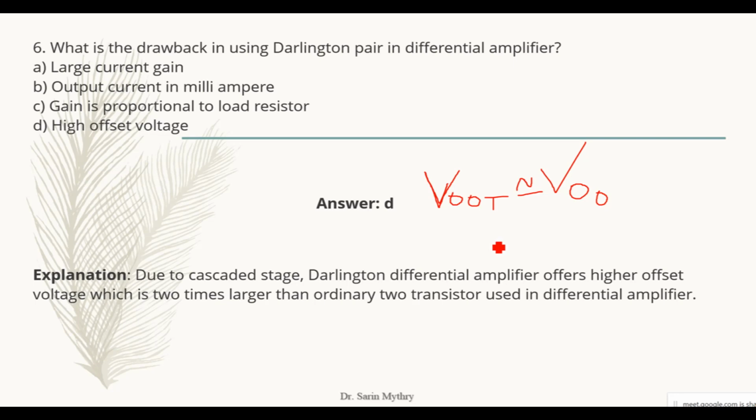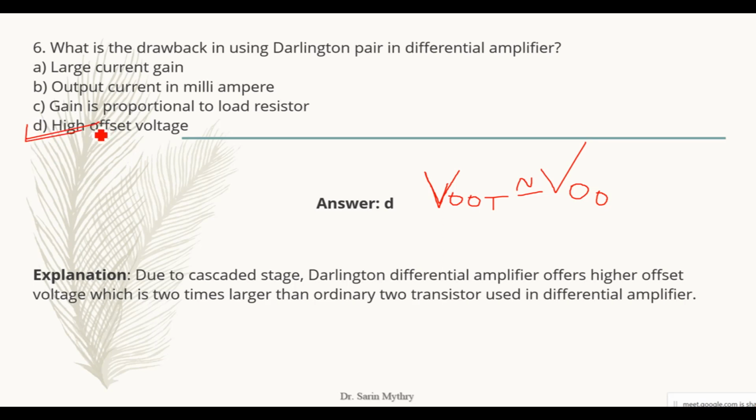So see now, whenever you connect in cascade, this offset noise is amplified from the first stage to the second stage. Ultimately the noise is amplified and the efficiency of the amplifier also decreases. So that's one of the major drawbacks of the Darlington pair. The major drawback of the Darlington pair is that it will have much higher offsets, 2 times that of a transistor. So your answer D will be the correct one, that's a high offset voltage.